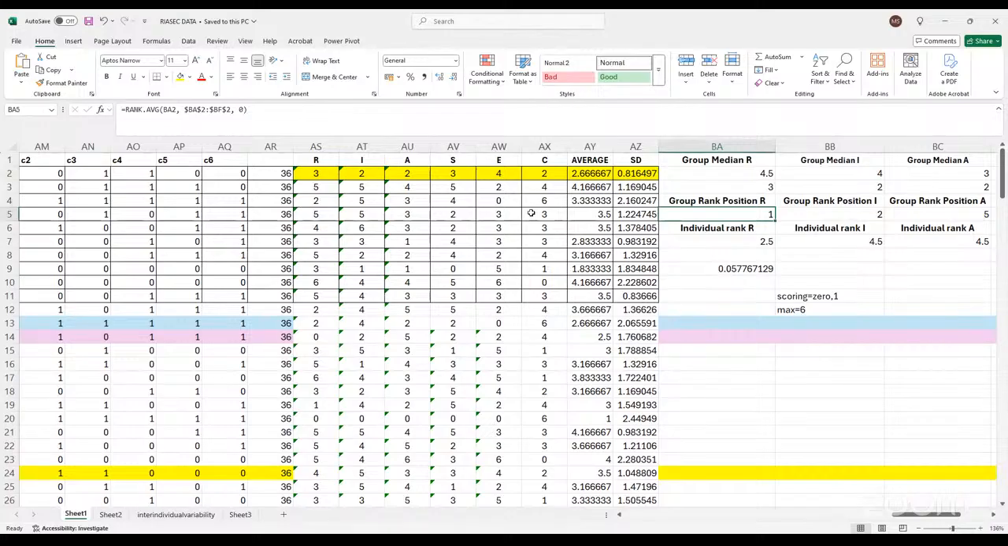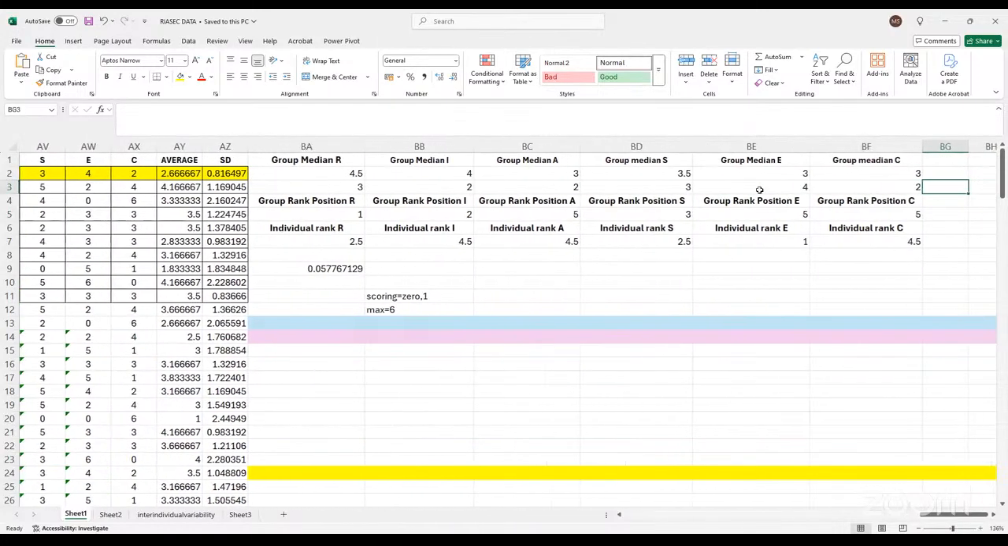There is a position A. This is the rank average formula. So BA2. The highest median is 4.5, therefore it becomes the first position for the group rank. So this is the group rank position. BA2 is your participant's score, 322. Here we have mentioned the score, and here is the formula. So BA2 for the R.